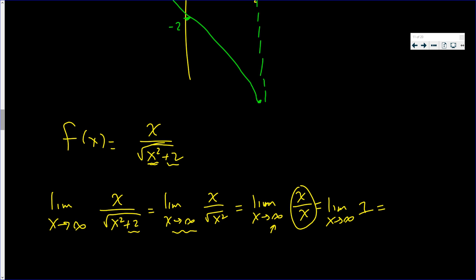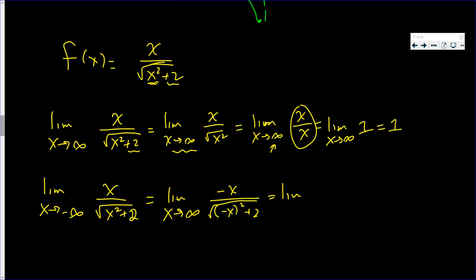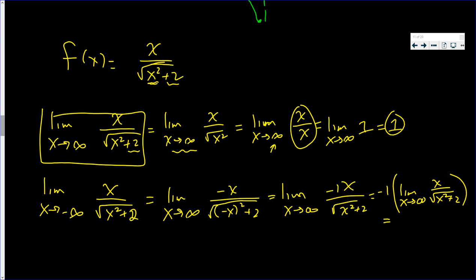Now, what happens as x goes to negative infinity of this? Well, this is complicated. So let's look at the limit as x goes to positive infinity, and I'll replace x with negative x. Now, when I replace the x in the bottom with negative x, since I'm squaring it, it didn't matter. This is now the limit as x goes to infinity of negative x over the square root of x squared plus 2. Now, constants like negative 1 can come out in front of the limit. You have negative 1 times the limit as x goes to infinity of x over the square root of x squared plus 2. But we just did that limit, and we got 1. So this limit is going to be negative 1 times 1, which is negative 1.